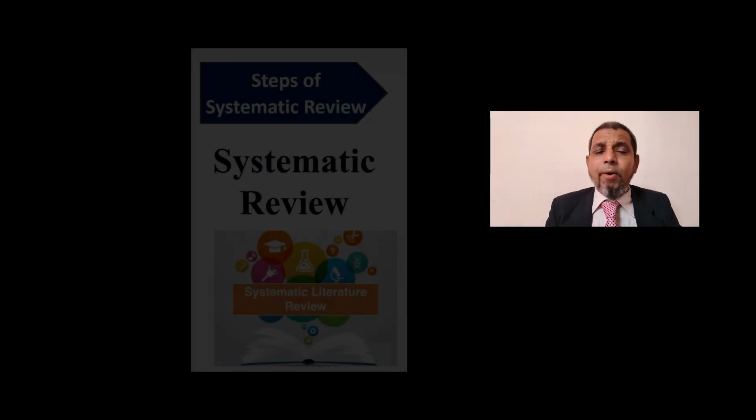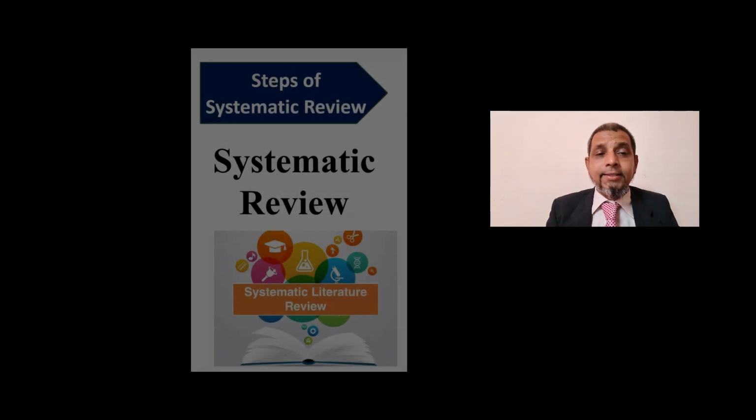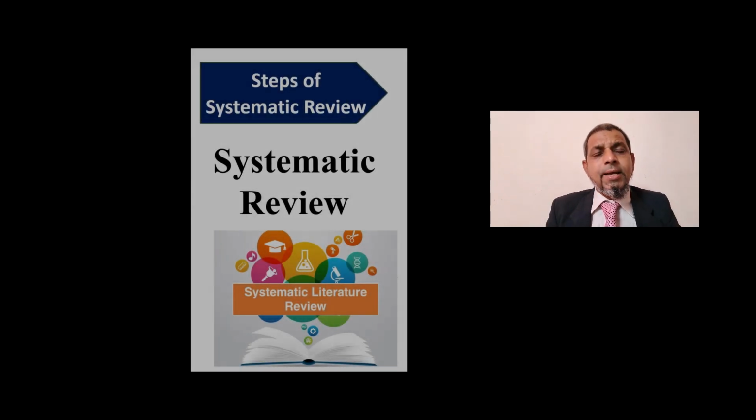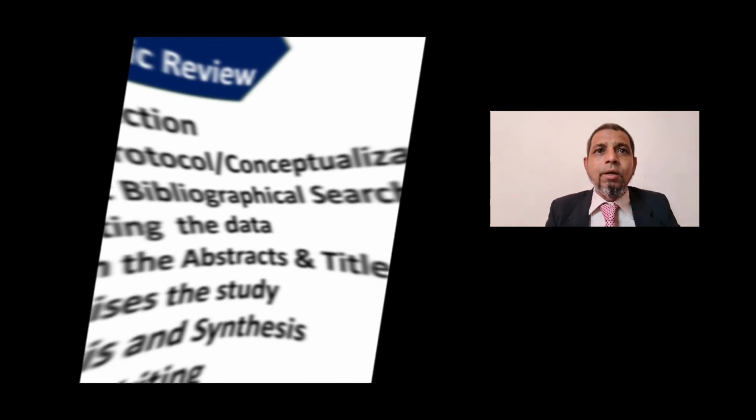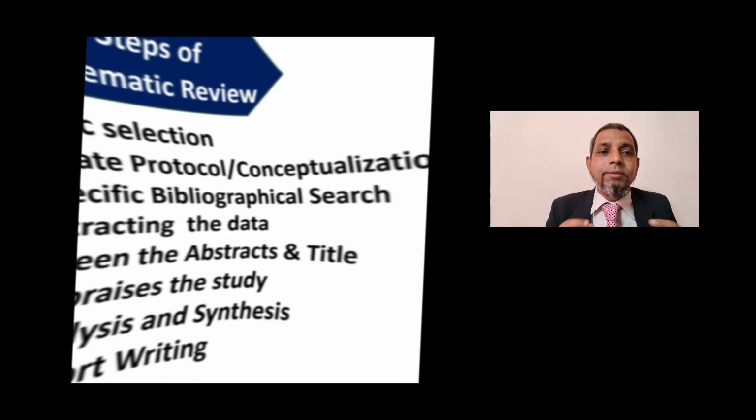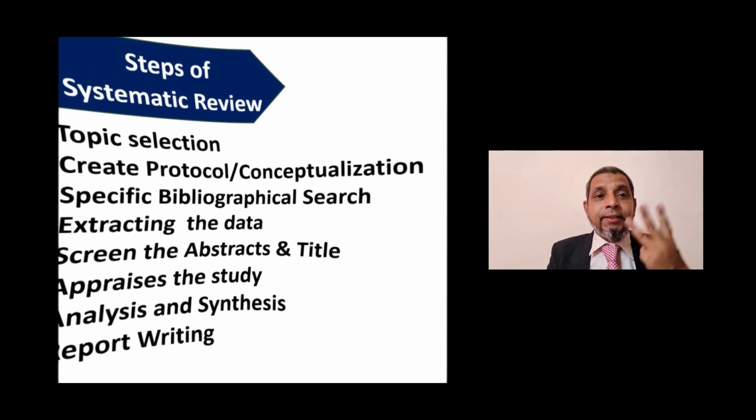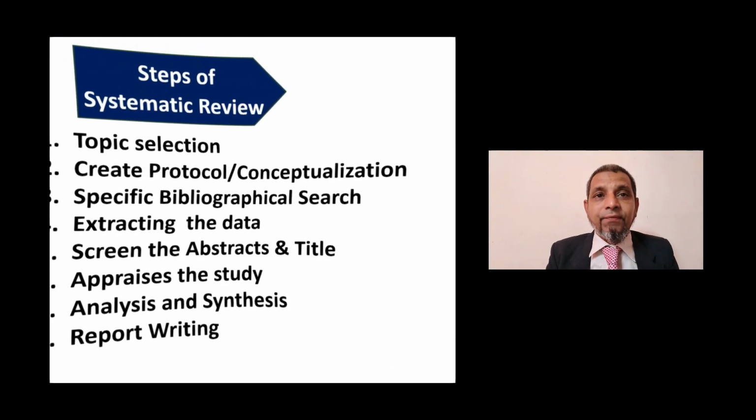Now come to the point number two. What are the steps of systematic review? There are 8 steps recommended by the researchers and experts of the systematic review. These steps are: number 1, selection of topic or research question. Number 2, create protocol or conceptualization. Number 3, specific bibliographical search.